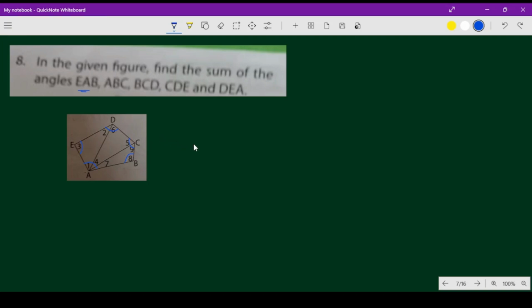So we can just use the formula for the sum of all interior angles of a polygon, which is given by (n minus 2) into 180 degrees. As here this is a pentagon, so this is (5 minus 2) times 180 degrees. So this is 3 into 180, which is equal to 540 degrees.